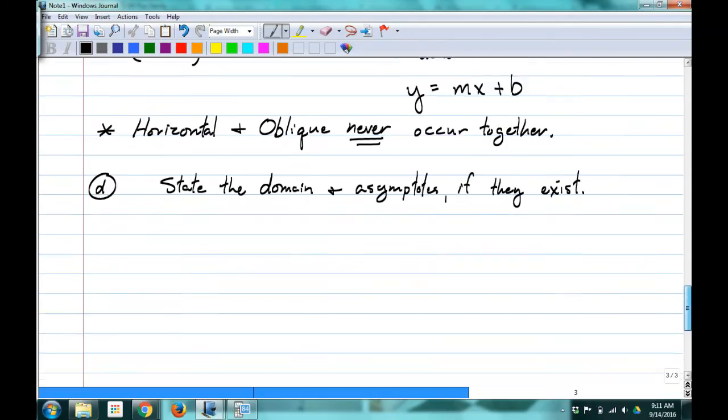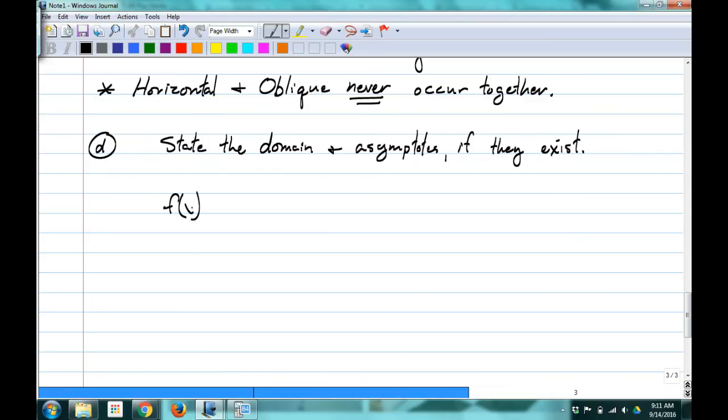All right. So here's our function. F of x is equal to x squared plus 7x plus 12 over 4x squared minus 1. All right.